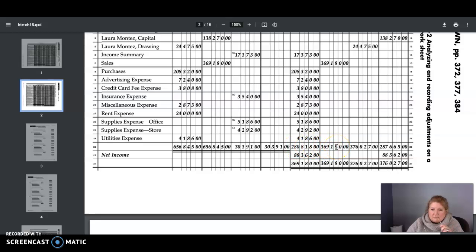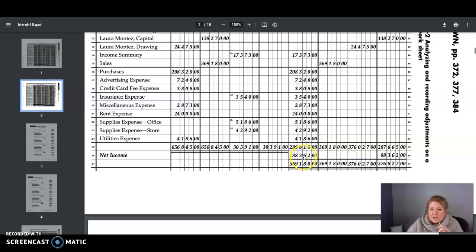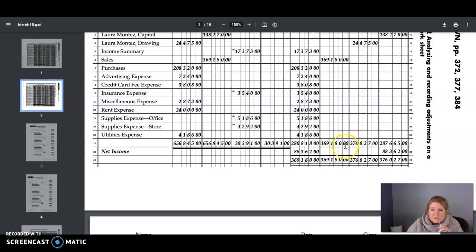Your sales are larger than your expenses. That's a net income. If that was reversed and your expenses were higher than your sales, your number would go here and it would be a net loss. Same thing as this. You would have a net loss. Your numbers would be here and here. You want these numbers to be on the outside. That means net income. These do not need to equal each other, but they do need to be balanced.